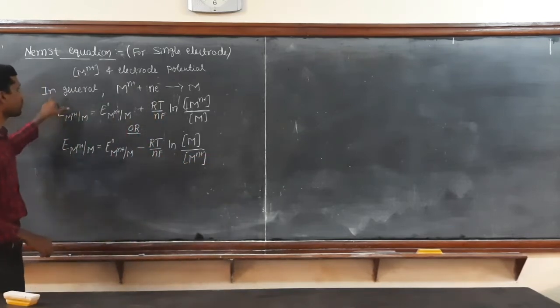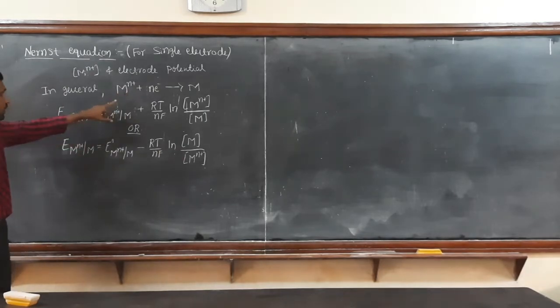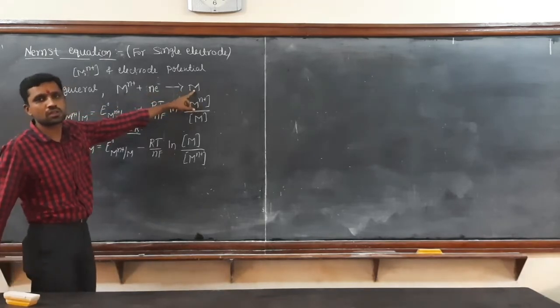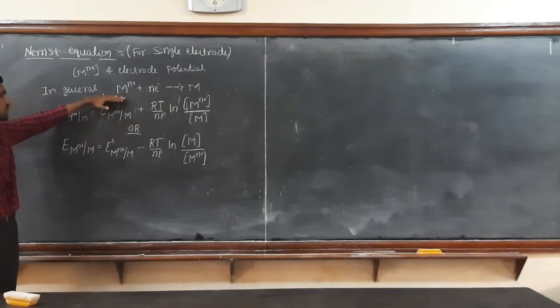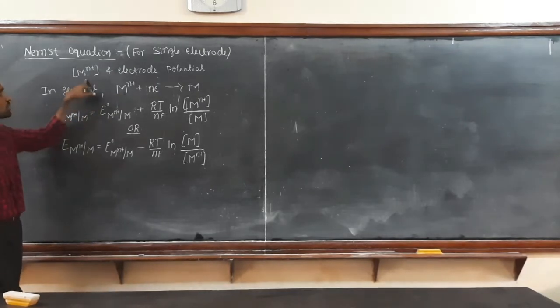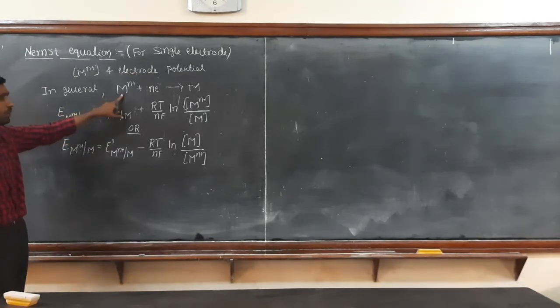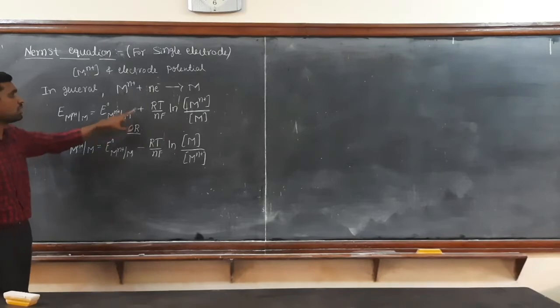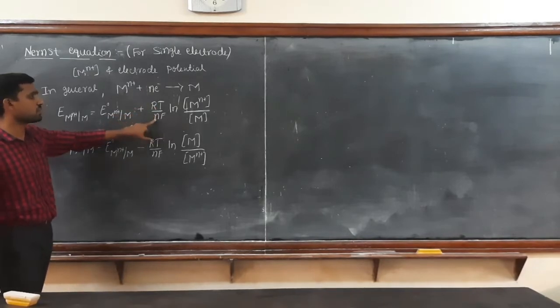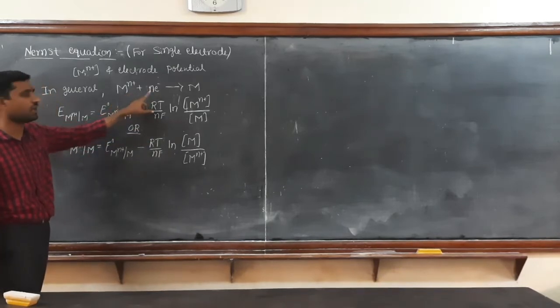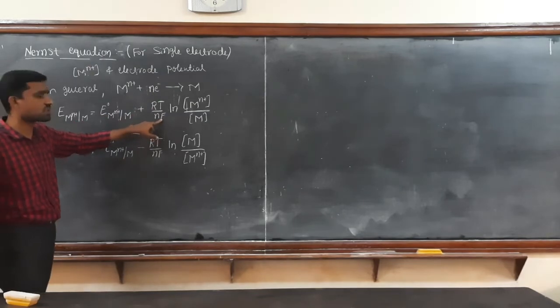This is the general reaction I am taking, where the ion takes electrons to form a metal, or an element. For this reaction, the electrode potential and the concentration of ions can be related by the Nernst equation. This is the electrode potential of a particular element, this is the standard electrode potential, R is the gas constant, T is the temperature, and n is the number of electrons involved in the reaction. For this reaction there should be n electrons, and F is nothing but Faraday's constant.